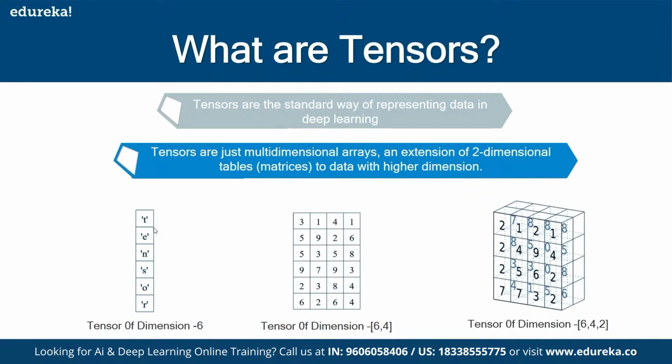Suppose if I have a vector, I can say that it is a tensor of dimension 6, which is a single dimension vector or a single dimension tensor. And if I have a two-dimension tensor, I can say this is a tensor of dimension 6, 4, so 6 rows and 4 columns. And if I'm having 3 dimensions, this is a tensor which has 3 dimensions, having the shape as 6, 4, 2. Okay, so this is the basic representation, or like these tensors are the objects through which we represent the given data.